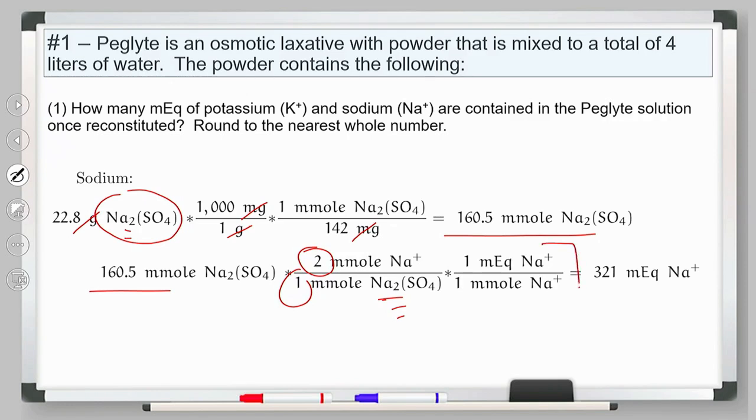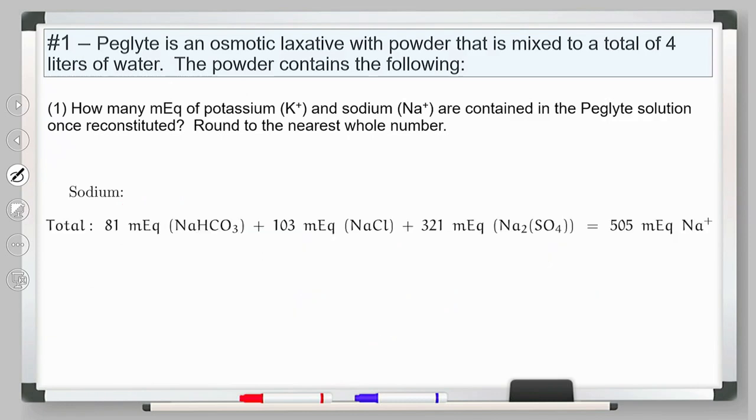This doesn't change though. There's still only ever 1 milliequivalent of sodium for every 1 millimole of sodium because the valence doesn't change. 1 charge for every 1 molecule, but this tells me for every parent molecule I get 2 sodiums. So that's where it's 160.5 times 2 to get to 321 milliequivalents of the sodium from sodium sulfate. So again, practice on that one. And again, they're not always this way, but you have to double check. There's certainly definitely times where you have more than 1 ion or element in a parent molecule.